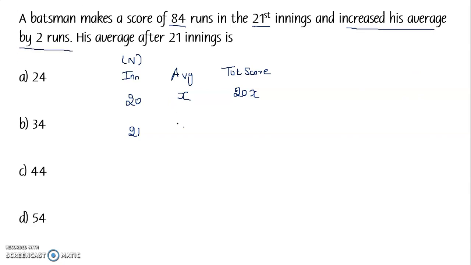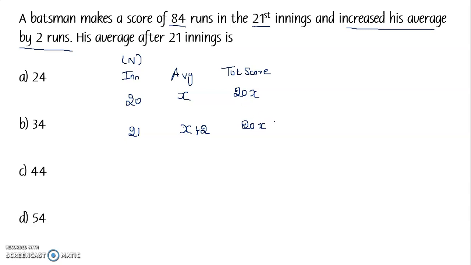His average is increased by 2 runs. So his new average will be x plus 2. So what does it mean? That is, what will be his total score? Already he has scored 20x. Okay, he has scored 20x.